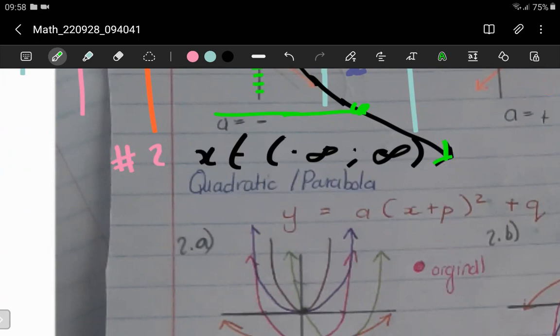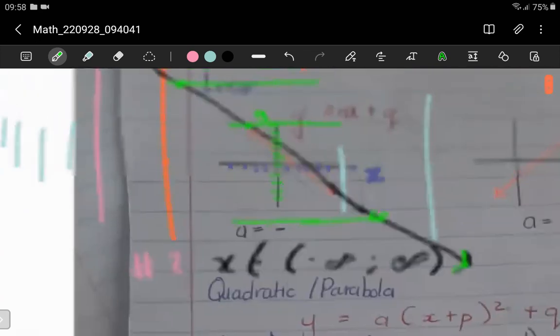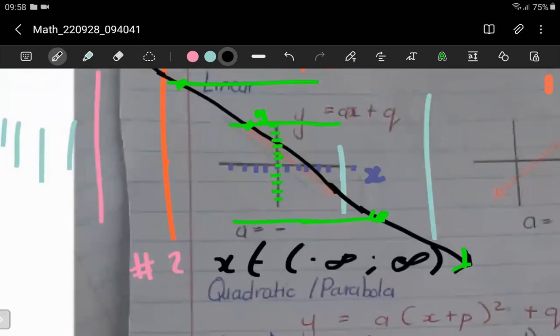So y is an element of R also. Meaning you can also say y is an element of negative infinity to positive infinity.